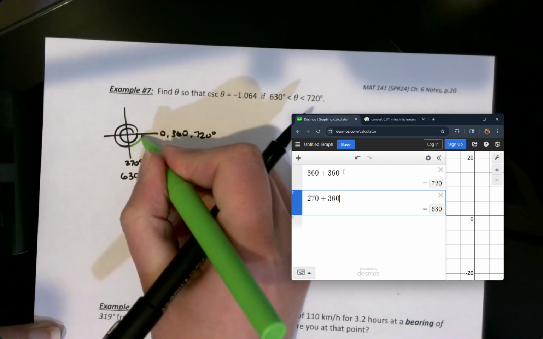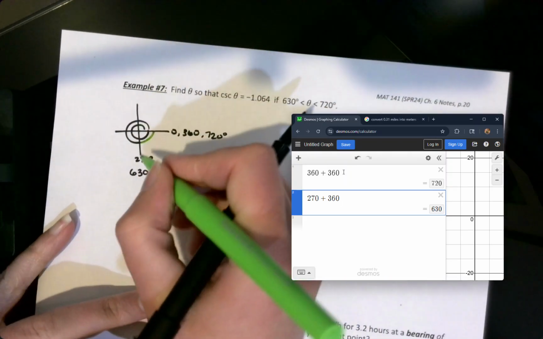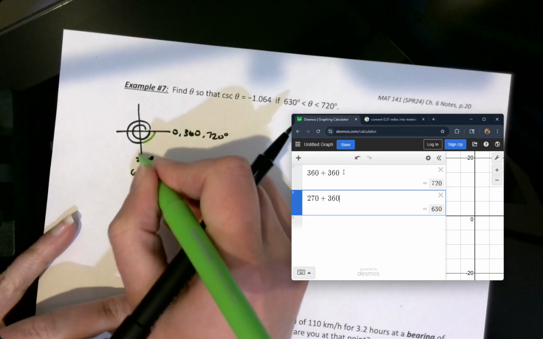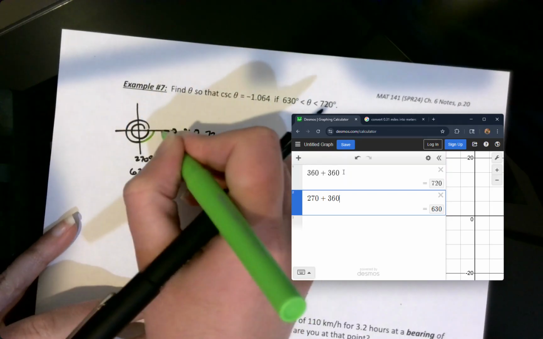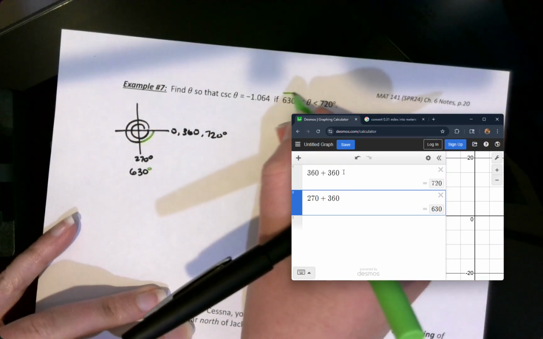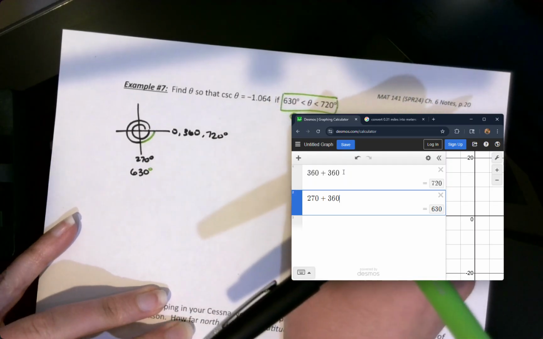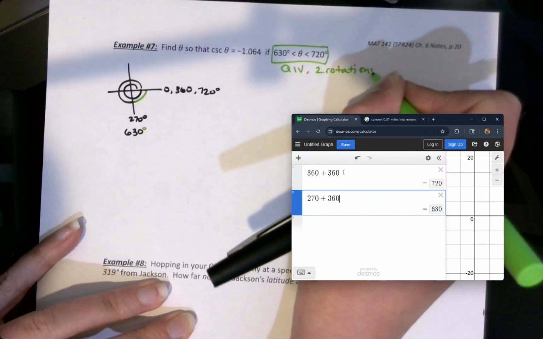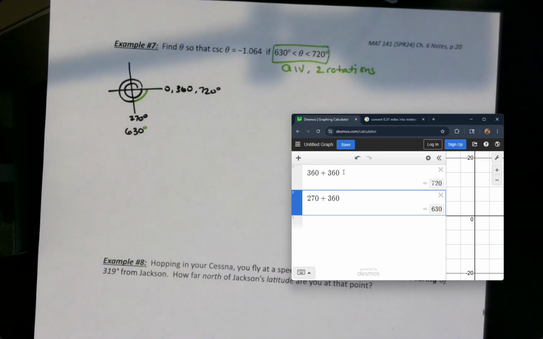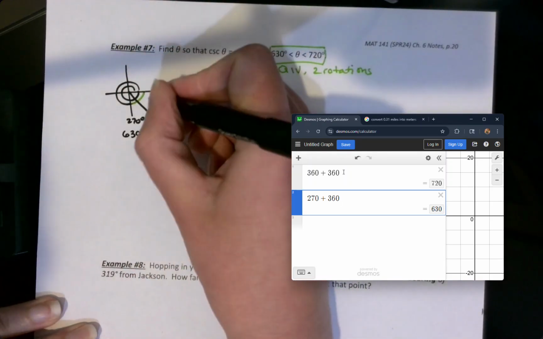So it's got to be somewhere in quadrant 4, where the measure of the angle is between the negative y-axis and the positive x-axis. So what this tells me is that I need to be in quadrant 4 with 2 rotations. So let's draw our angle in that quadrant.